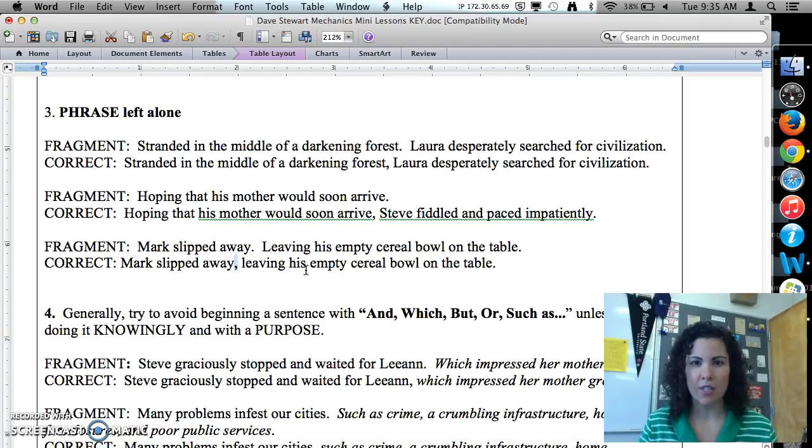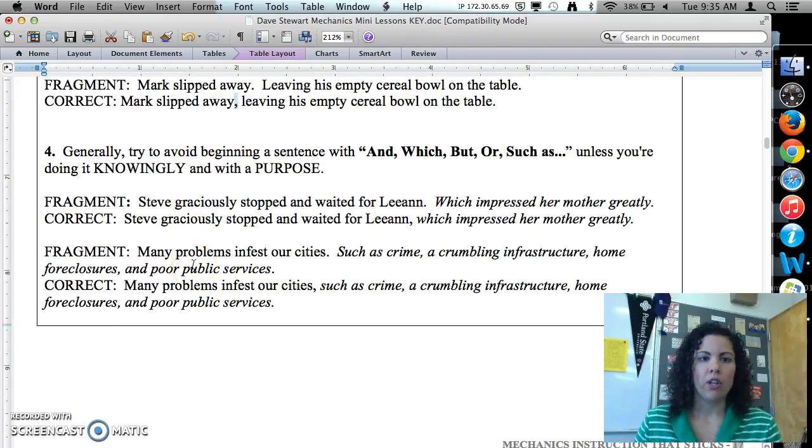Again, we want that sentence variety so that your writing has that rhythm and is more interesting to read. Fourth thing we want to look for is to generally try to avoid beginning a sentence with and, which, but, or such as, unless you're knowingly doing so with a purpose. Be careful because words like but and are oftentimes used as transition words, but they're really not transition words. They are really coordinating conjunctions, which we'll talk about.